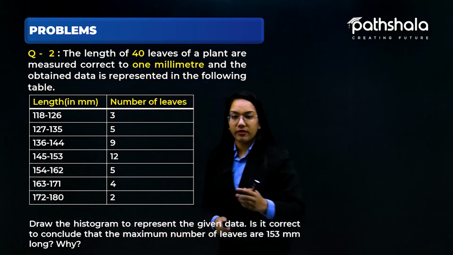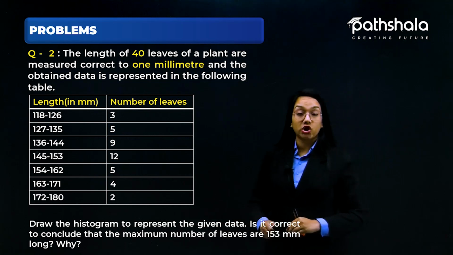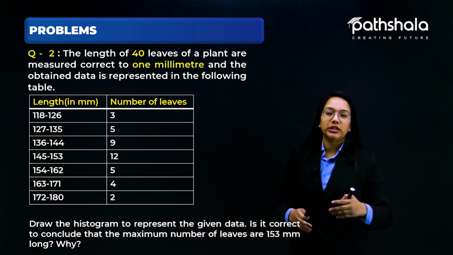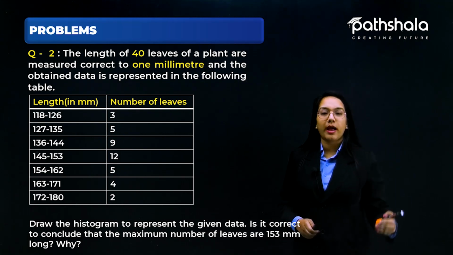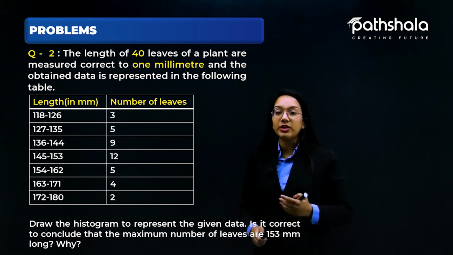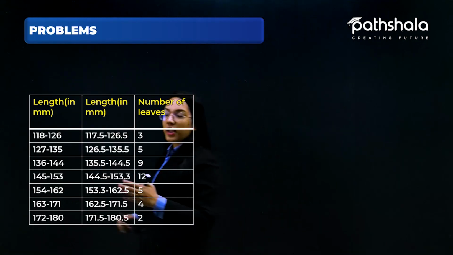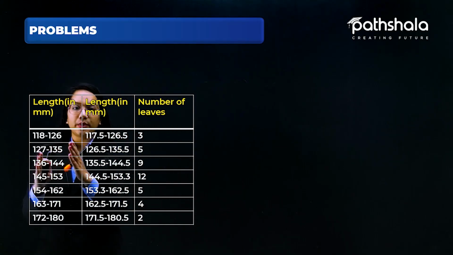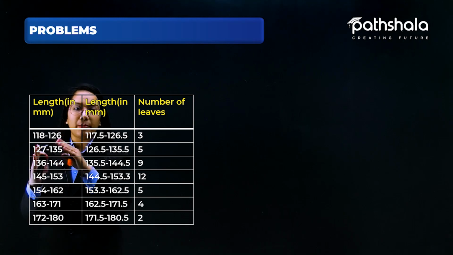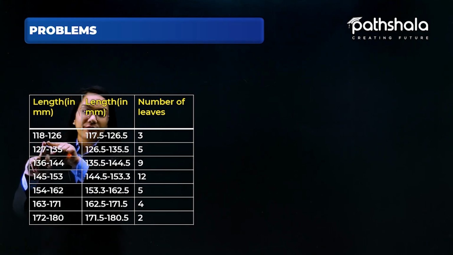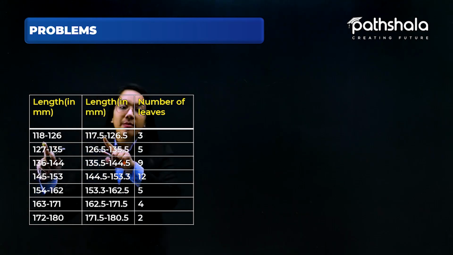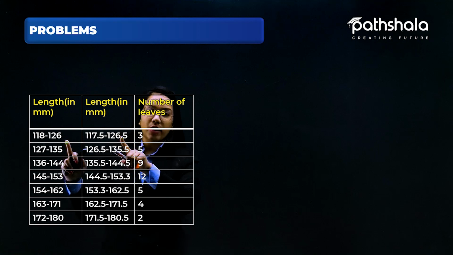So let's talk about the first one, in which we have to draw the histogram. Now as you can see over here, we do not have overlapping intervals, they are non-overlapping class intervals. So first of all, we have to convert them into overlapping ones. How can we do this? Since we have the interval 118 to 126, we subtract 0.5 from the lower limit and add 0.5 to the upper limit. So subtracting 0.5 from the lower limit gives 117.5, and adding 0.5 to the upper limit gives 126.5.